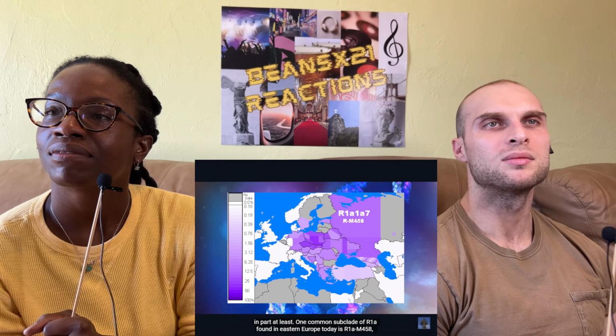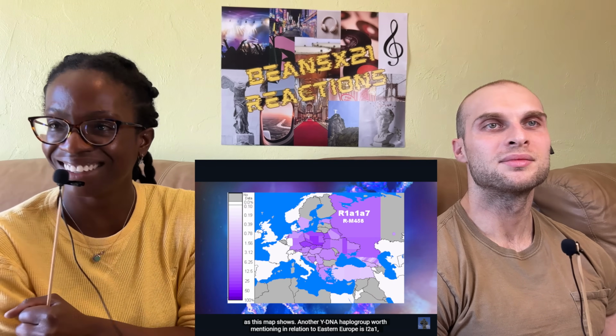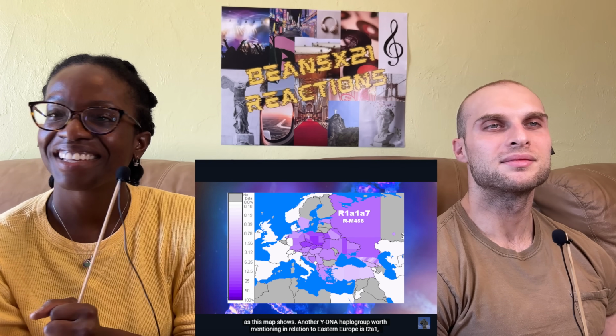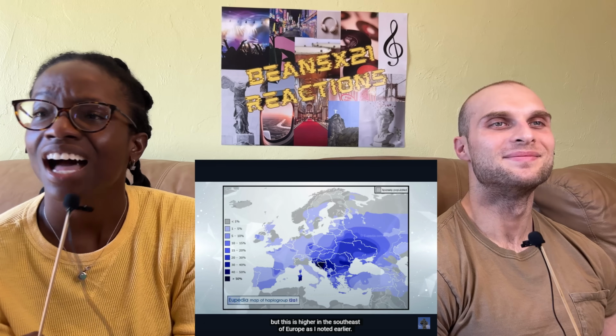One common subclade of R1a found in Eastern Europe today is R1a-M458, as this map shows. Another Y-DNA haplogroup worth mentioning in relation to Eastern Europe is I2a1, but this is higher in the southeast of Europe, as noted earlier.